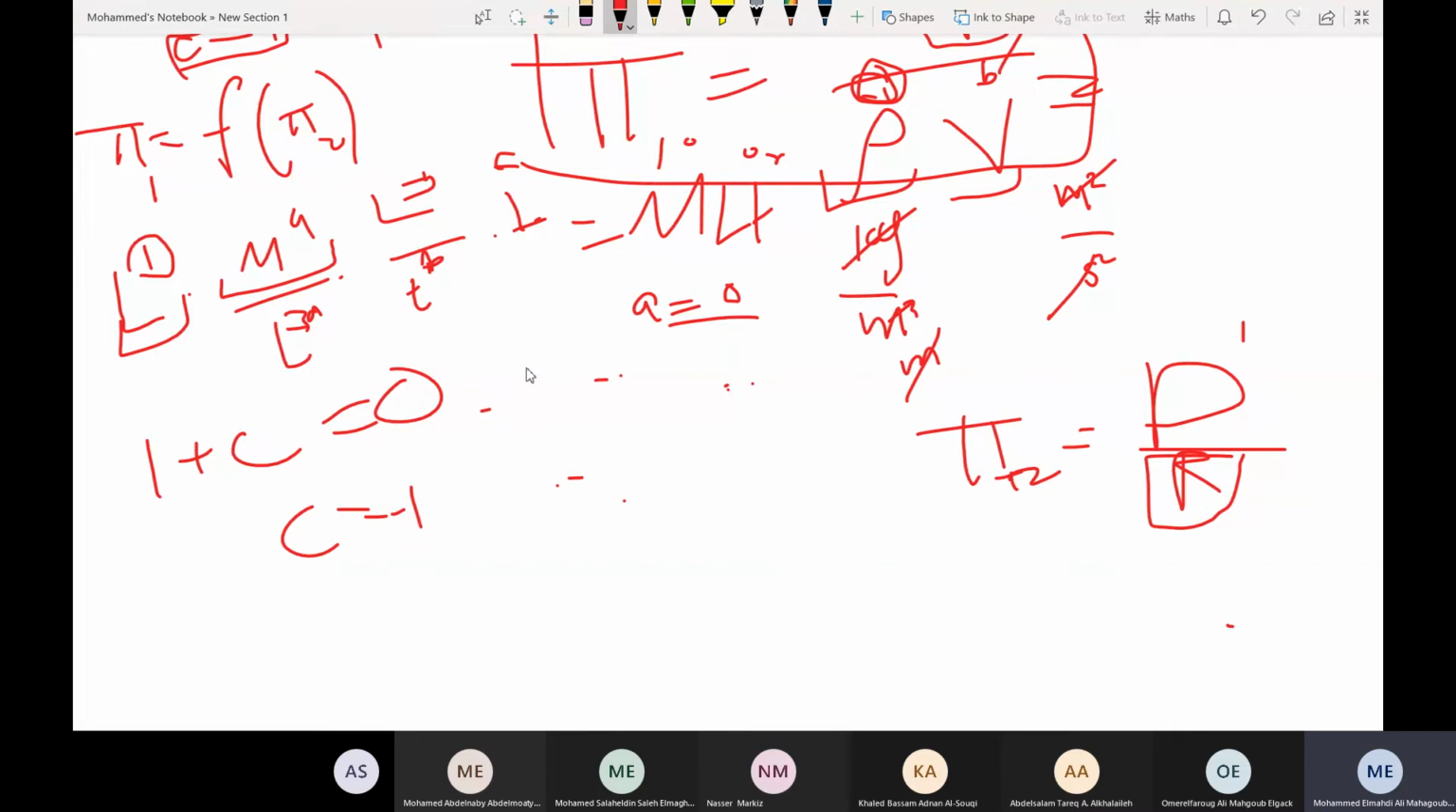So what we got: the first pi was delta p over v squared over rho, and the second pi was r over d. So we know that delta p over v squared over rho should be equal to a constant, because it is a function of the second pi, which is the diameter over the radius of the bend. So delta p for the model over v squared for the model rho for the model should be equal to delta p of the prototype over v squared of the prototype rho of the prototype. You get it?